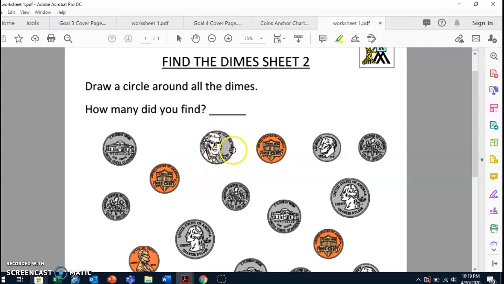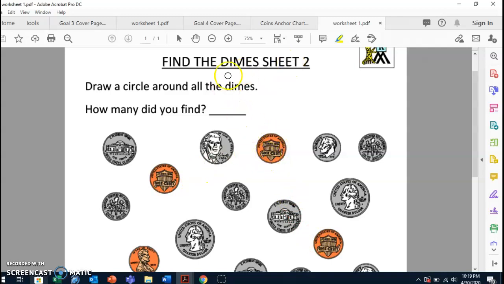Is this a dime? Let's look at it. Oh, this is not a dime. This is also a nickel. This is the back side of the nickel, and this is the front side. This is a penny. And remember, the penny is really easy to identify because of its color. So this is a penny.